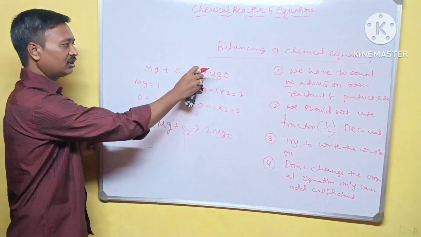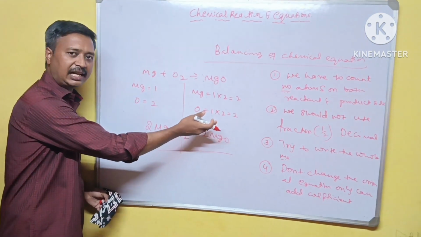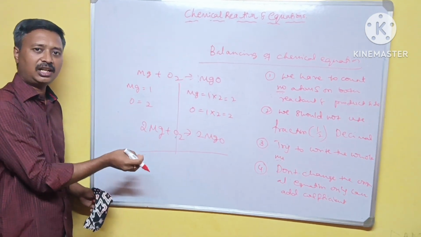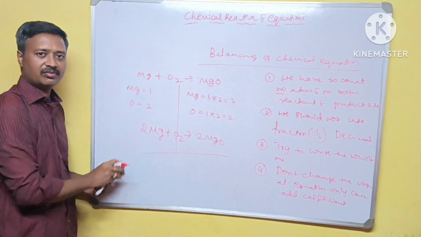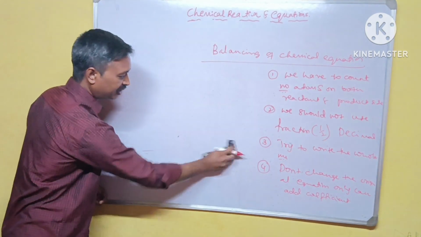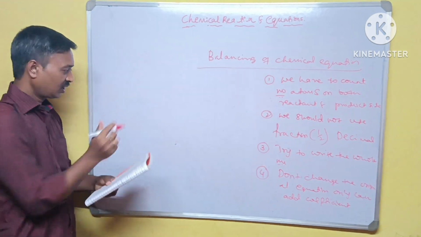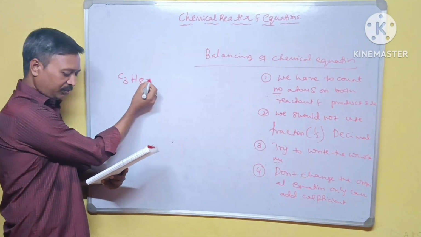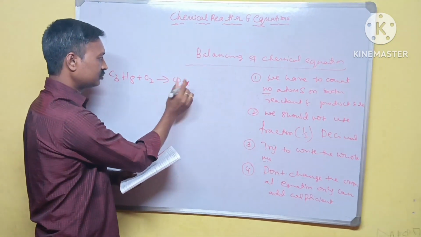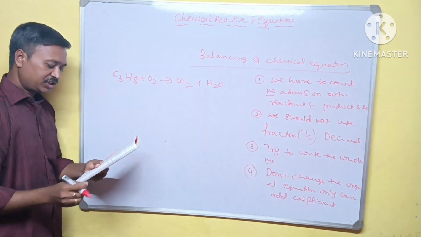Now did you understand how to balance? Counting the atoms according to the reactants and according to the products, we need to balance by altering the coefficients. Any doubt? Next example I have written in the book. So using the book I will write and solve for you. C3H8 plus O2 gives CO2 plus H2O.